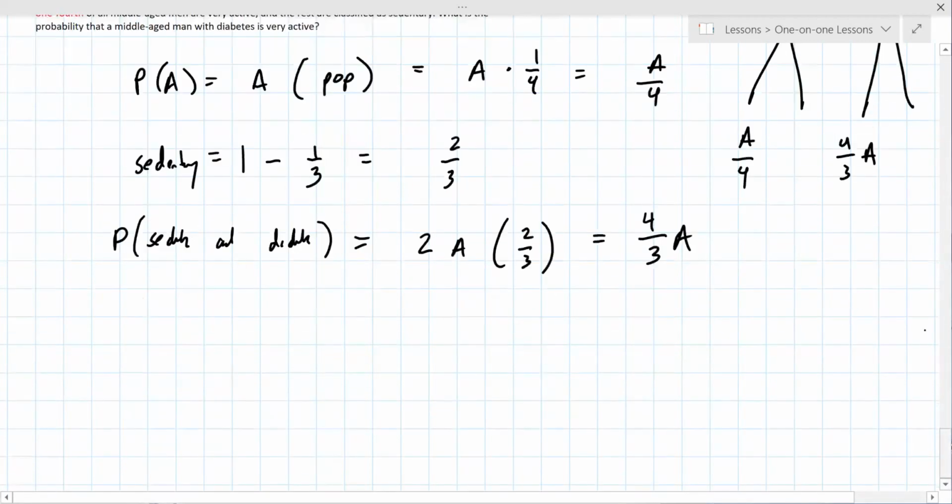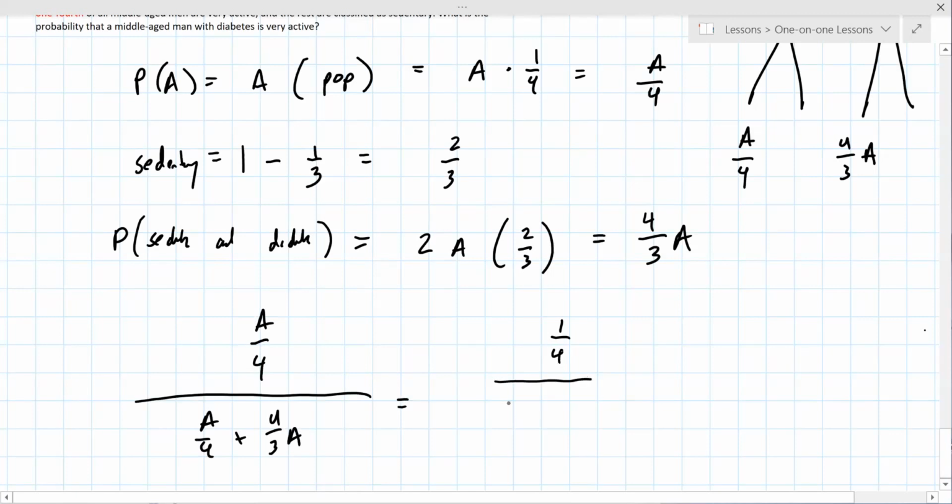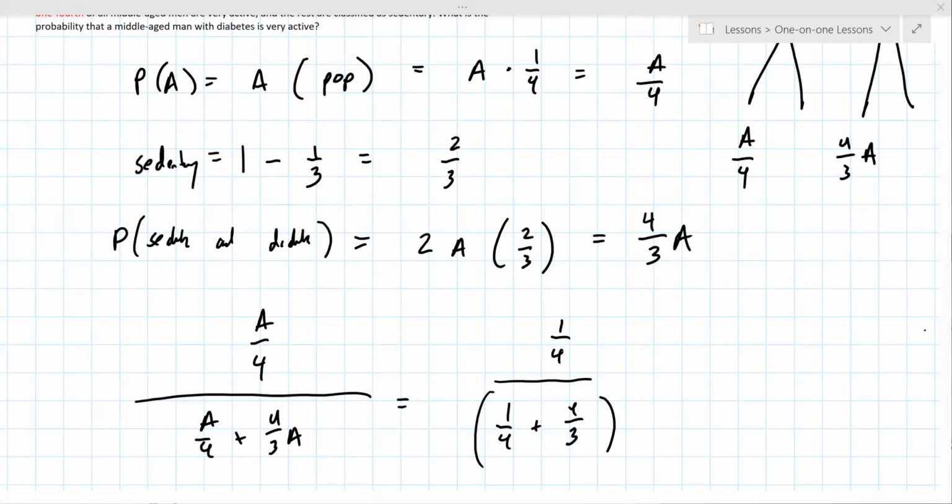So it's just like we did before. You take both of them on the bottom, A over 4 plus 4/3 A, and then the one that you want is up top. Now, because there's an A in all of them, they cancel. So it's 1/4 over 1/4 plus 4/3. And that is the probability according to this solution here. So let me just see if I can get this, 0.25 plus 4/3. So I end up getting 0.1579, 0.1579.